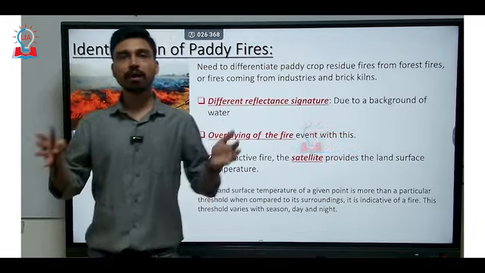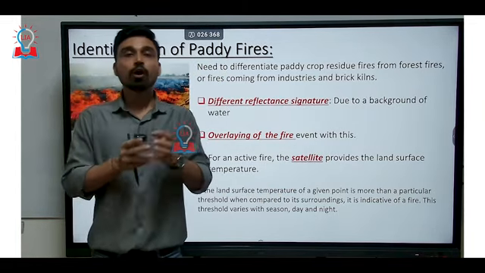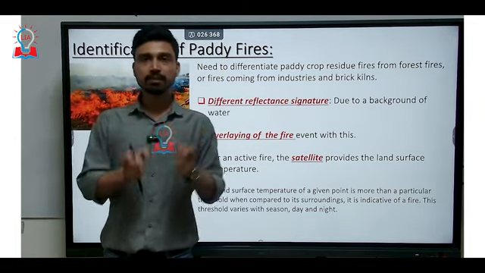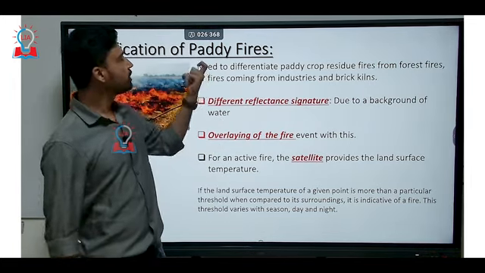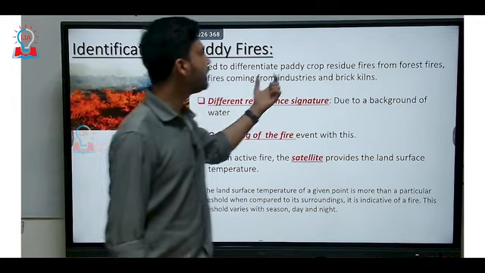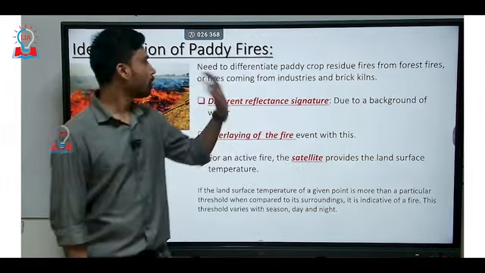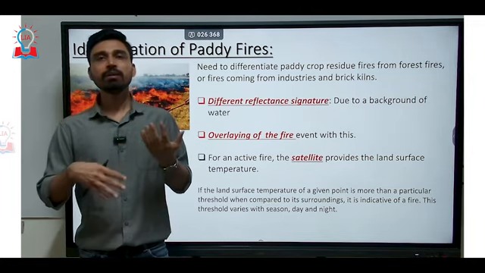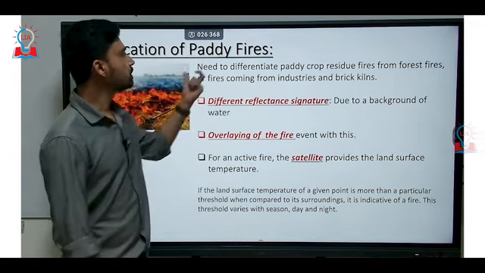Then, the first question that can come to mind is that we might have a lot of fires going on all around. So how can we isolate that this particular fire incident is associated with a paddy field? In this regard, there is a need to differentiate paddy and crop residue fires from forest fires or fires coming from industries and brick kilns, because the heat signature will be recorded entirely by the satellite, and thus there is a need to separate them.